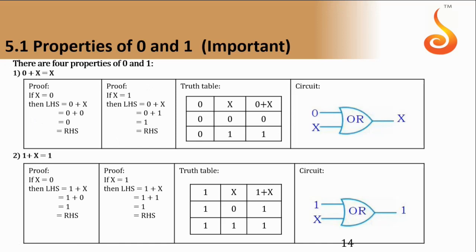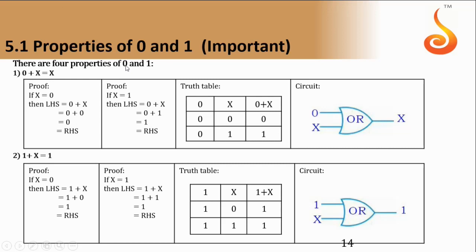You are using logical OR here. That is logical addition. So 0 plus x is equal to x. When you are writing the proof, x can take only two values, it can either be 0 or 1. So, you need to write proof for both. When x is 0 it should satisfy the condition, and when x is 1 also, you should get LHS is equal to RHS.